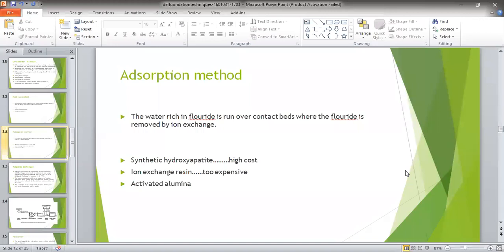Next is adsorption method. In adsorption method, the water rate is basically ion exchange method. We will remove the excess fluoride from the water by ion exchange. The water rich in fluoride is run over contact beds. Contact beds are basically ion exchange based filters, where the fluoride is removed by the ion exchange. For this purpose, we can use synthetic hydroxyapatite.